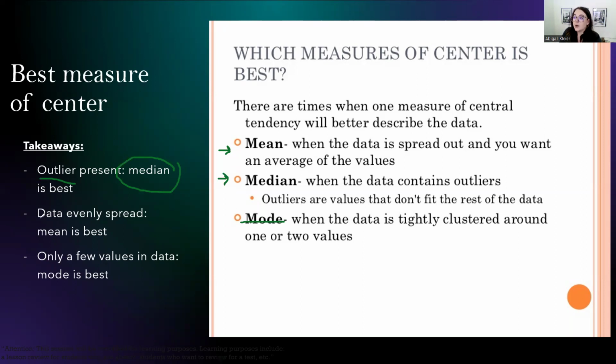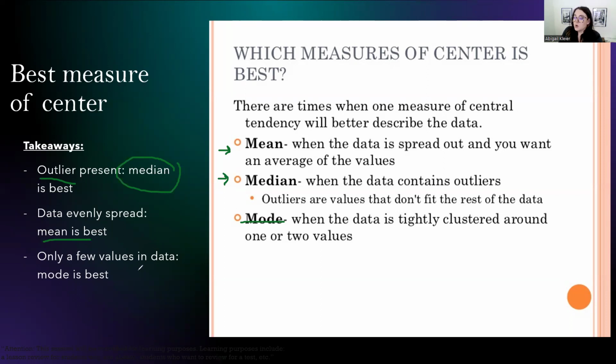Now, if we have a data set visually that's very evenly spread, we can see that there's no true outlier. Things are pretty much clustered within a centralized range of data, then we can use the mean. So again, if we see an outlier, if we have extreme skew, we want to use the median as the best measure of center. If our data is evenly spread, then we can average it out and use the mean.